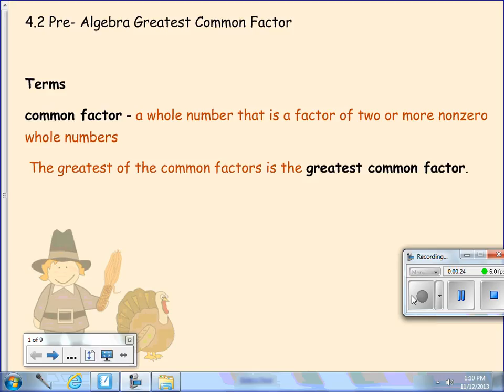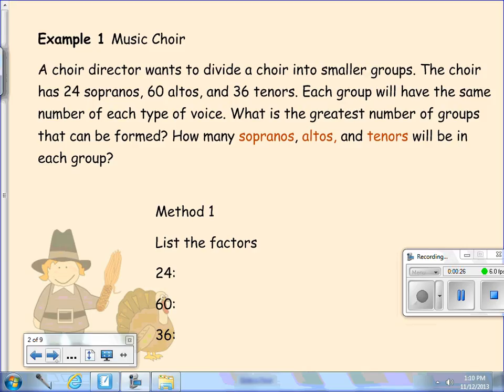So in our first example, we're going to look at a word problem. We're talking about a music choir. A choir director wants to divide a choir into smaller groups. The choir has 24 sopranos, 60 altos, 36 tenors. Each group will have the same number of each type of voice. What is the greatest number of groups that can be formed? And then how many sopranos, altos, and tenors will be in each group?